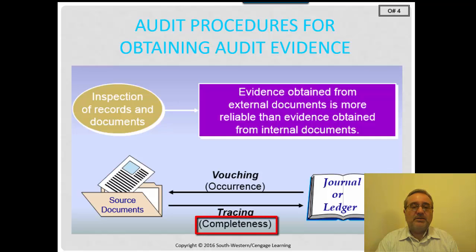In the other direction, what we're looking at is completeness. Again, we're trying to determine if everything that actually occurred was reported. So again, we would take a sample of these source documents and then trace these to the journal or the ledger and make sure that these items actually were recorded appropriately.